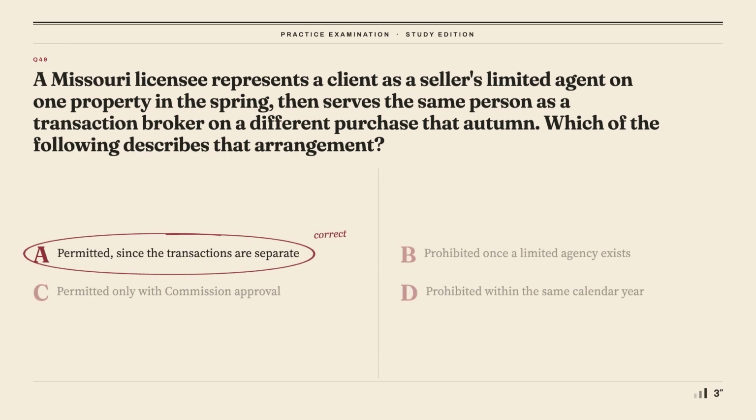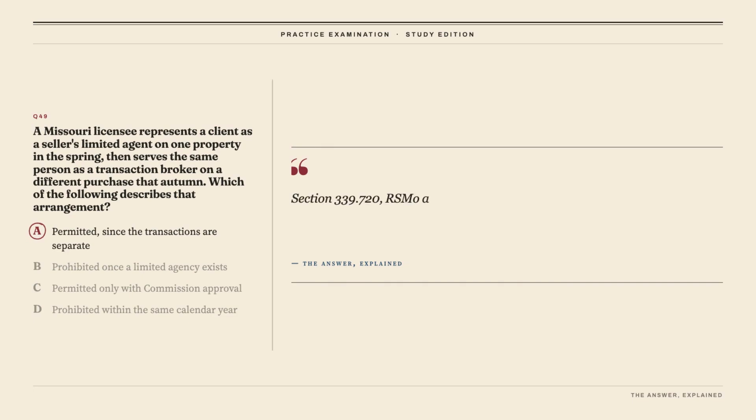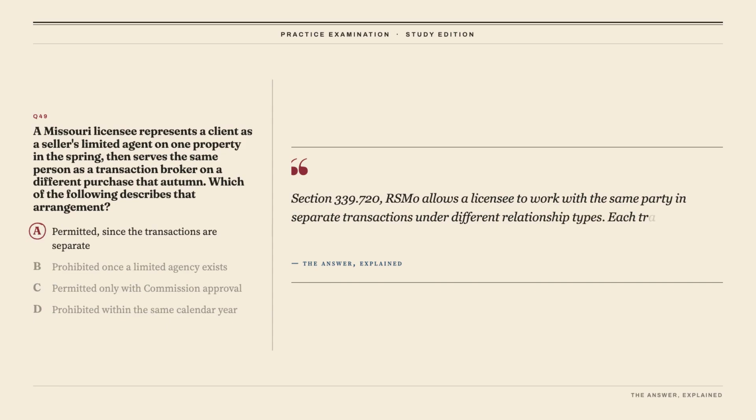The correct answer is A. Permitted since the transactions are separate. A is correct because Section 339.720 RSMo allows a licensee to work with the same party in separate transactions under different relationship types. Each transaction carries its own agreement, disclosures, and written confirmation.